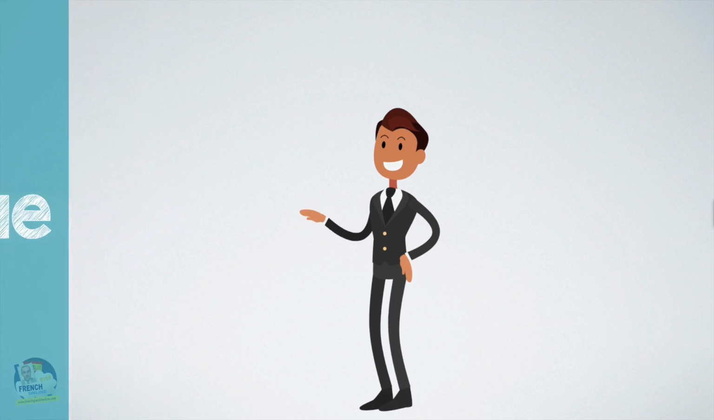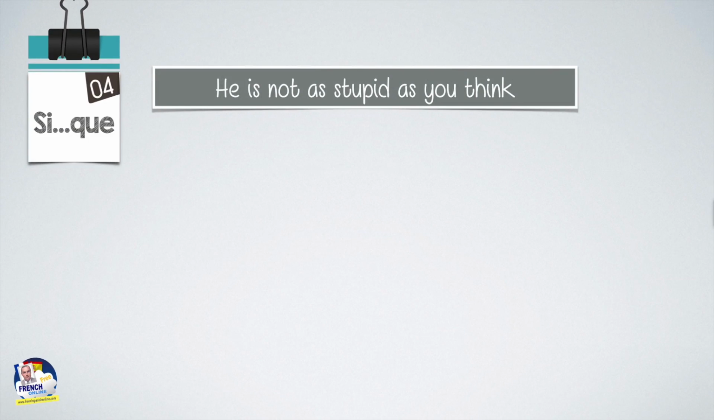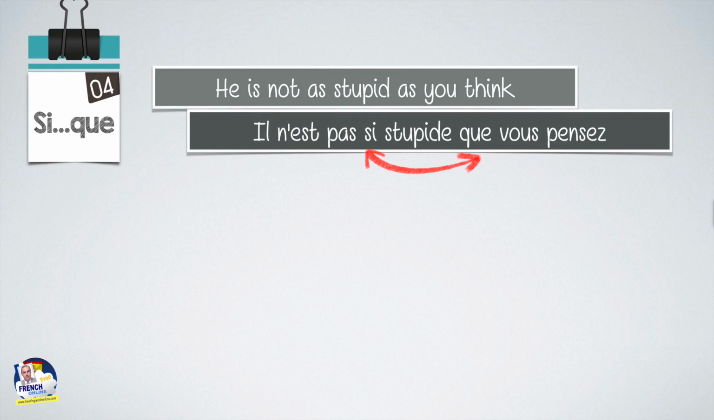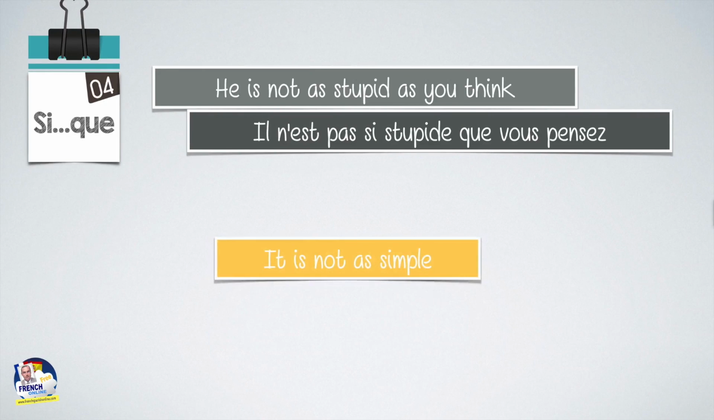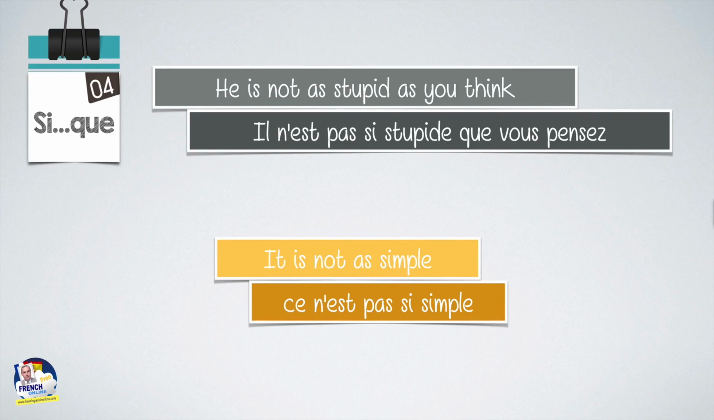Si que, what is the meaning of this expression, si que? It is to translate as, like in this sentence. He's not as stupid as you think. So in French, il n'est pas si stupide que vous pensez. Okay? It is not as simple. Again, here, ce n'est pas si simple. Okay? To translate as or as so, in French it is si or si followed with que.